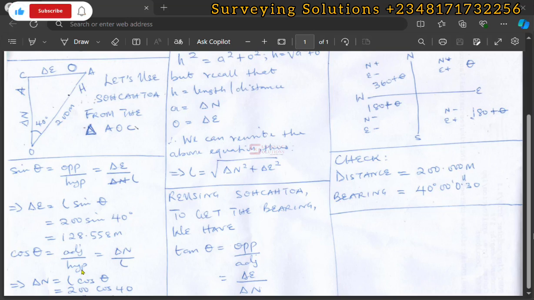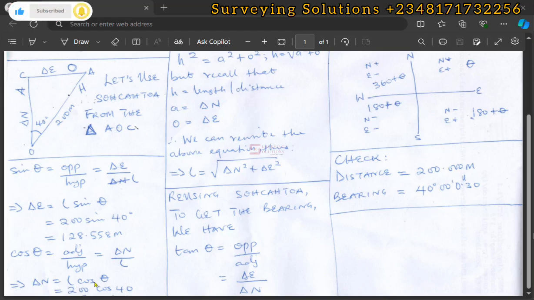So if we proceed further, our adjacent, which is delta nothings, is here, and the hypotenuse, which is our L, is here, right? Good. So it then means that our delta nothings would simply be L cos theta. Do you now understand how these two fundamental formulae in surveying, or maybe traversing as the case may be, how we came by them? Good. So you've seen delta S to be L sin theta, and delta nothings to be L cos theta, right? Good.